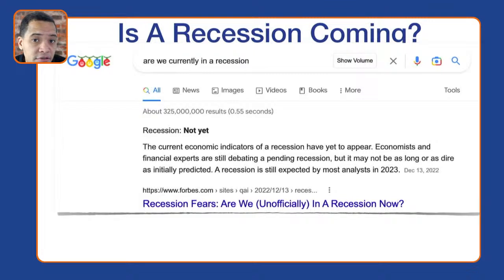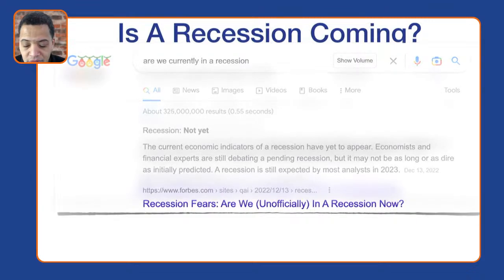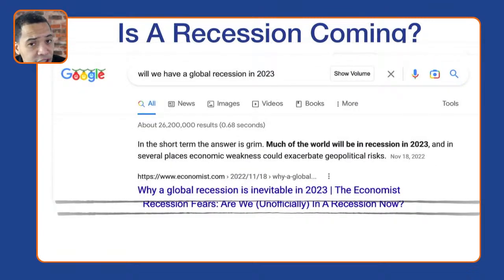The answer is, right now, as of December 26th, the day after Christmas of 2022, this article was written back on December 13th. We're not in a recession, right? According to this article from Forbes.com. But there are some indicators that might say a recession might be imminent in 2023, which is only a few days away since we're on December 26th, basically 5 days from now, right? So here's a question. Will we have a global recession in 2023?